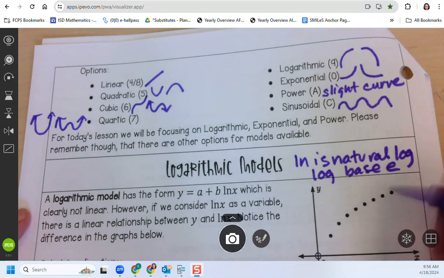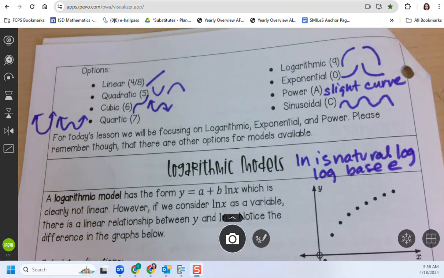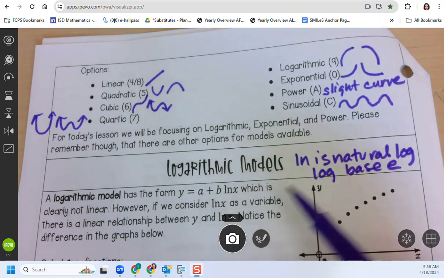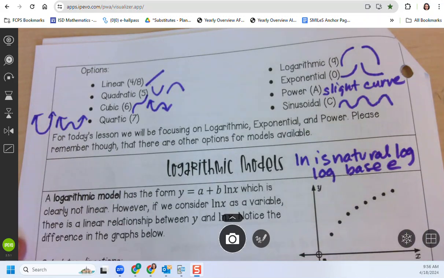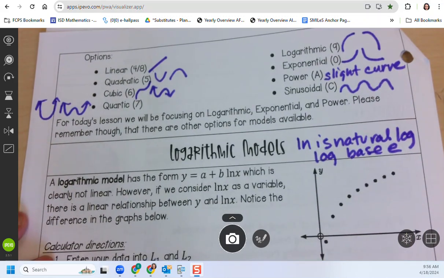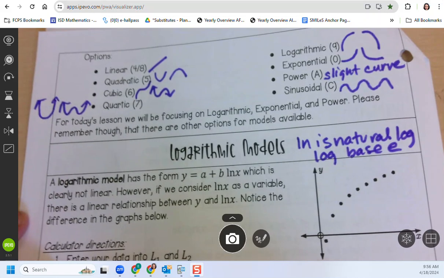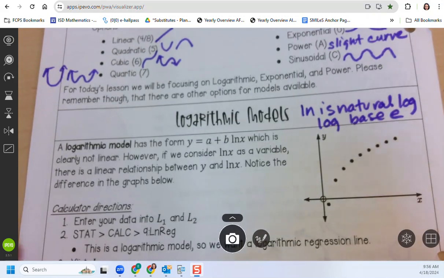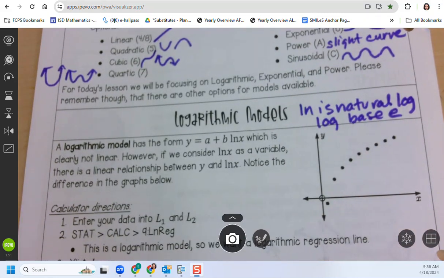You can look at it and you can see it's clearly not linear. You can create a linear relationship between y and ln x, but you don't have to do that. Your calculator is going to do this for you here. So you're going to enter your data, and we're going to do stat calc LnReg, not LinReg, which is the linear one. And then we're going to write it in this format, y equals a plus b ln x. So let's look at this first problem, and let's put this data into your calculator.